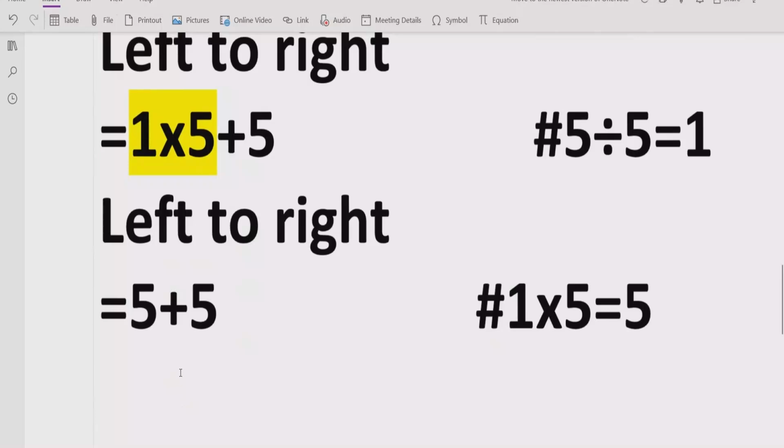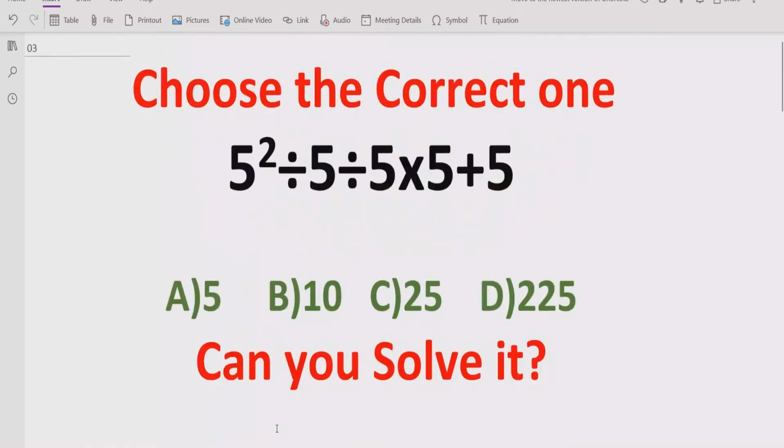Now we have two terms which are added to each other. We will add both of them and get the answer, which is 10. So the answer of the given expression is 10. If you see the answer list, answer B is the correct answer for this expression. I hope you understand how you can solve the given expression using the PEMDAS and BODMAS method and find out the correct answer.